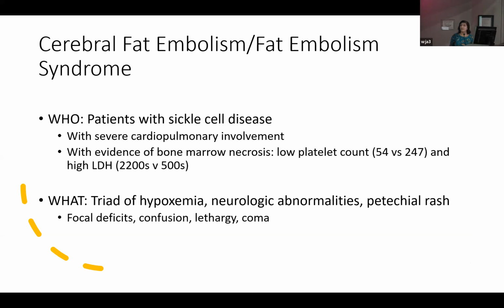This predominantly affects patients with sickle cell disease, typically who come in with severe cardiopulmonary involvement and with evidence of bone marrow necrosis, including thrombocytopenia and high LDH. This is classically a triad, though patients don't have to have all three, of hypoxemia, which our patient had, neurologic abnormalities, which can be defined quite broadly, including focal deficits, but also nonspecific, like confusion, lethargy, and coma, which can make this quite difficult to diagnose. And then finally, petechial rash, which our patient did not have.